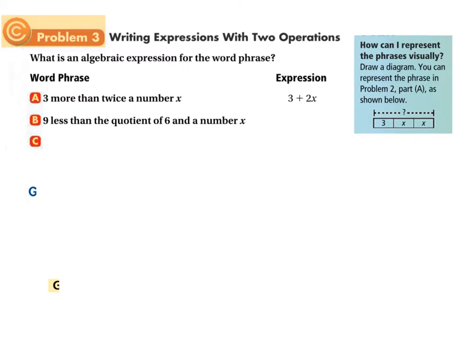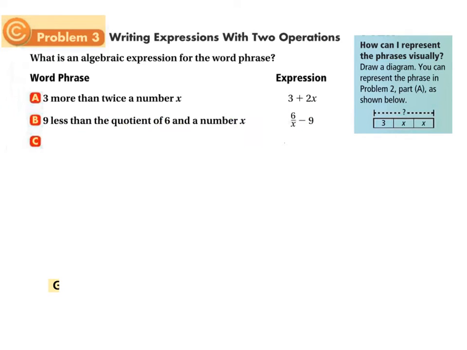Letter B, 9 less than the quotient of 6 and a number x. Okay, well, before we can go 9 less than it, we need to have the quotient of 6 and a number x. And remember, when we have quotient, order matters, so the first thing that comes first goes on top. So we will have 6 over x, that came first, so that's on top, and then we need to go 9 less than that. 6 over x, or 6 divided by x, minus 9.